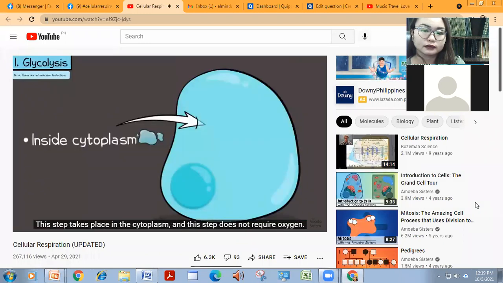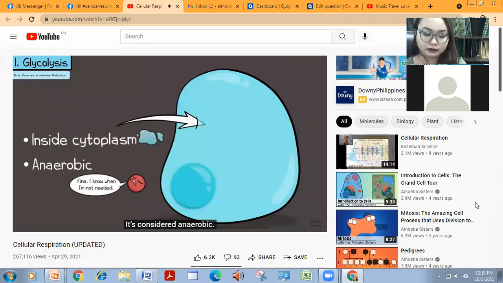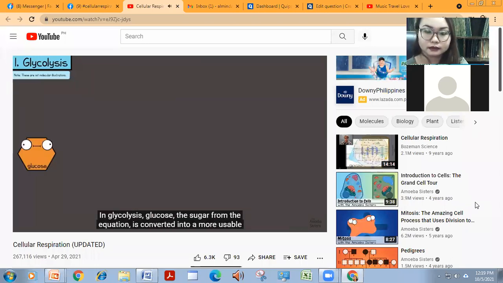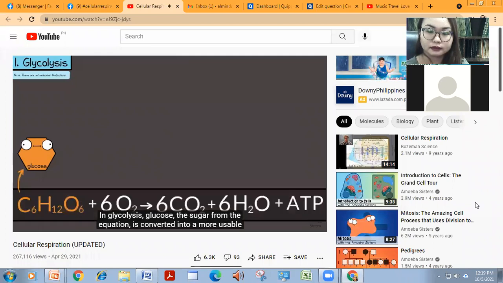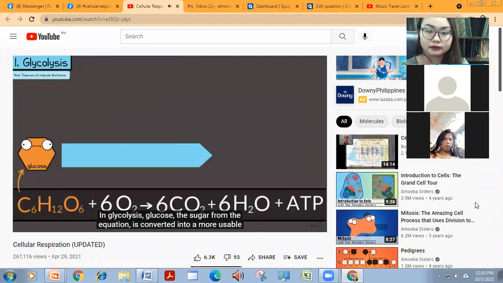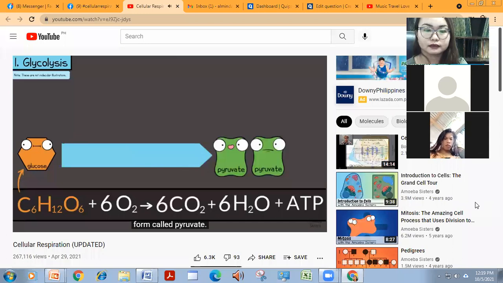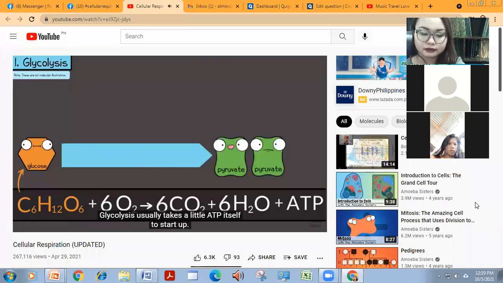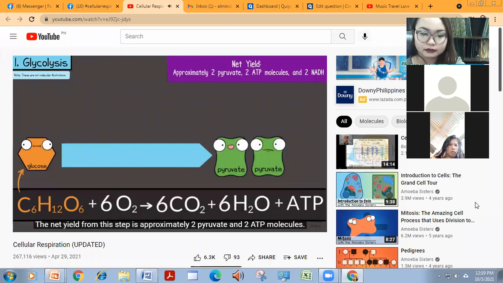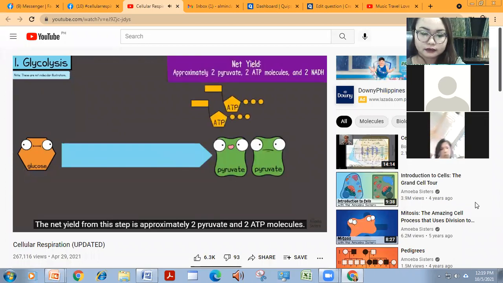This step takes place in the cytoplasm, and this step does not require oxygen. It's considered anaerobic. In glycolysis, glucose, the sugar from the equation, is converted into a more usable form called pyruvate. Glycolysis usually takes a little ATP itself to start up. The net yield from this step is approximately 2 pyruvate and 2 ATP molecules.